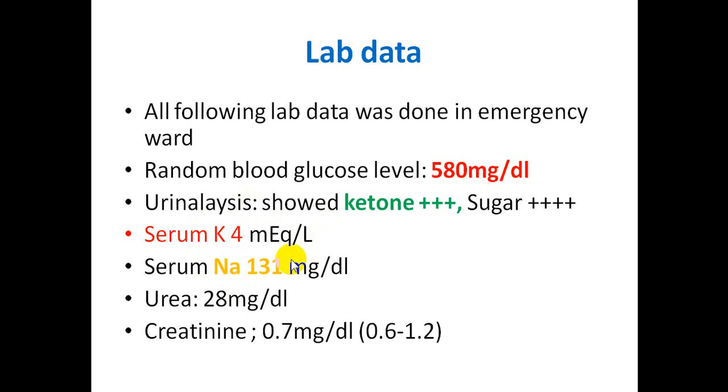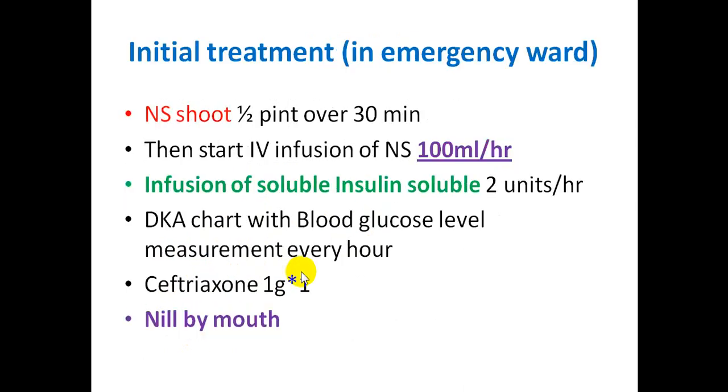Serum sodium, there is hyponatremia, 131, while urea and creatinine were within the normal range. Initial treatment in the emergency ward: a shot of normal saline, half pint over 30 minutes, and then starting IV infusion of normal saline, 100 milliliters per hour, and also an infusion of soluble insulin, 2 units per hour.